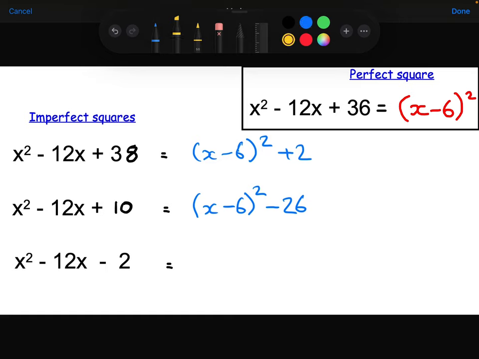Again, just to re-emphasize this point, the minus 6 times x is minus 6x. And we have 2 of them, so that's where the minus 12x comes from. The minus 6 squared is 36. And the 36 take away the 26 is the 10.